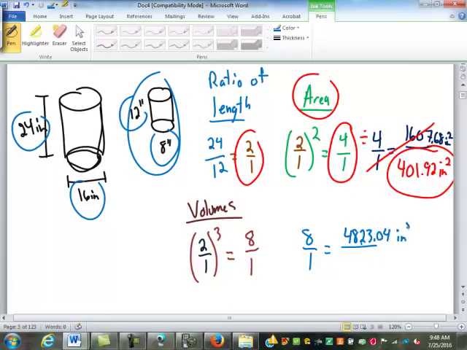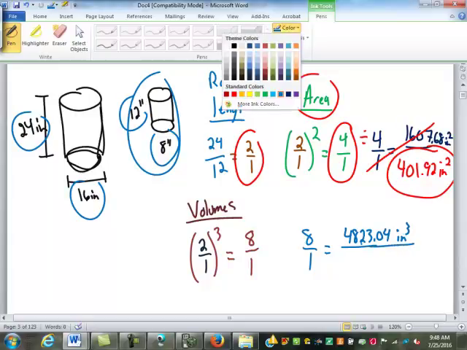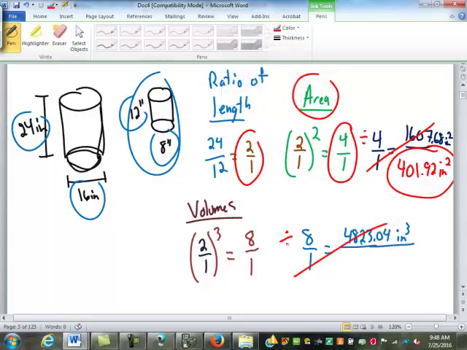4,823.04. That's inches cubed. And we will cross multiply and divide, which will give us 602 point, what's that? 88. All right, that sounds right. Cubic inches. Anybody get that one right?